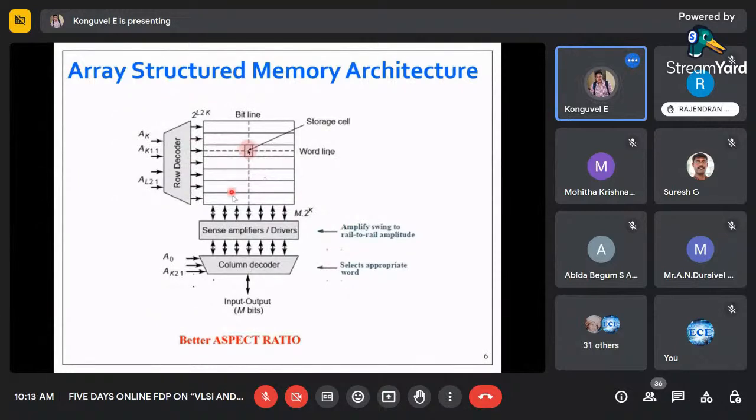Now the word is selected. How will the bits be selected? Bits will be selected by using a column decoder, the same type of decoder, with as many lines as you need. The appropriate word will be selected by the row decoder, and the appropriate bit by the column decoder. One is for the word, one is for selecting the bit. Considering a column decoder for bitwise and a row decoder for wordwise selection, the aspect ratio is better than the 1D memory architecture.